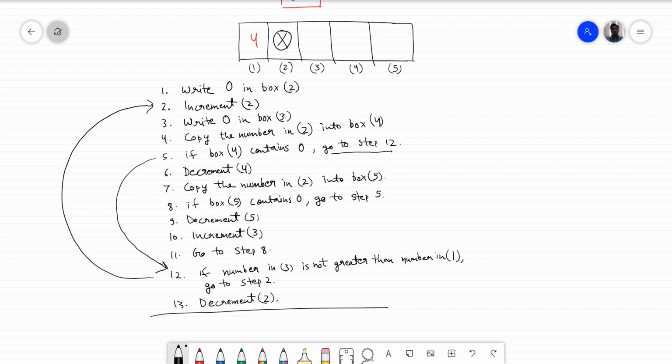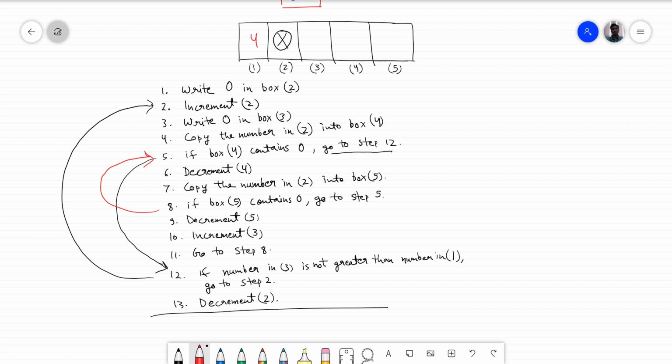So after 2, 3, then again you go to 5. If box 4 contains 0, go to step 12. If it doesn't, just directly go to 6 after that. Then on 7 it says copy the number in 2 into box 5, then 8. If box 5 contains 0, go to step 5. So if it contains 0, you have to go to 5 again. So there are internal loops, as you can see.